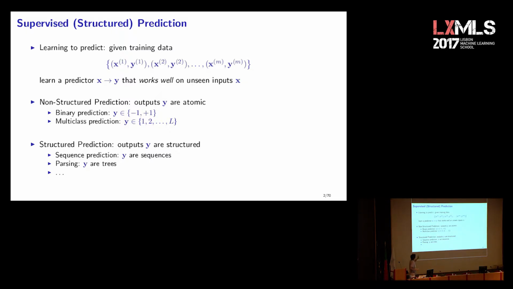Okay, so when we talk about structured prediction, what we mean by that is that the outputs are structures, so they are not atomic anymore. And so depending on the type of output structure, we have different types of machine learning problems. But there's a whole set of techniques that applies to any of them. So for example, for sequence predictions, what we predict are sequences, and for syntactic parsing, what we predict are trees that represent the syntax.